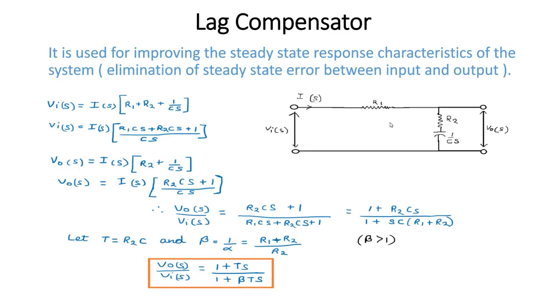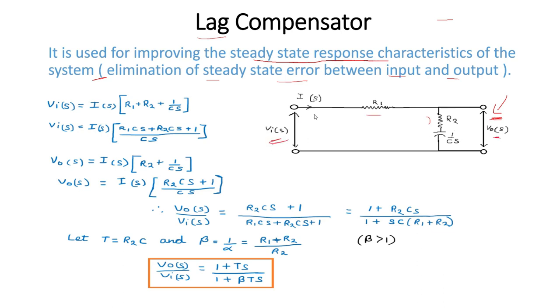Now we have the lag compensator. So lead compensator was for improvement of transient response, but lag compensator is used for improving the steady state response characteristic of the system. By steady state, it means elimination of steady state error between input and output. So this is a basic circuit diagram of lag compensator. This is your input, this is your output.